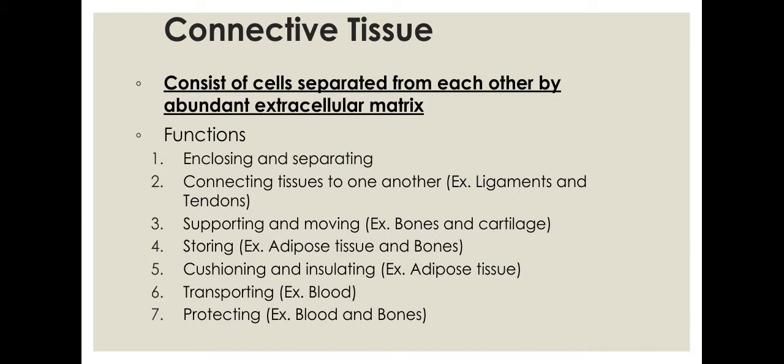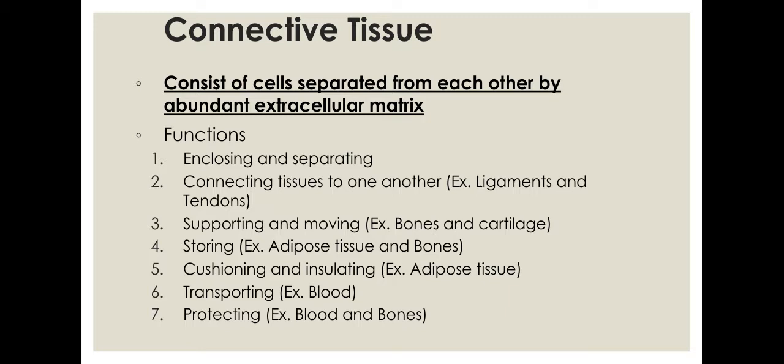Connective tissue is going to be cells that are separated from each other by a lot of extracellular matrix. We said epithelial tissue has a lot of tightly packed cells. Connective tissue is almost the exact opposite. There's a lot of space. It is still incredibly important because it has many functions. It's going to be involved in enclosing and separating structures. It's going to be connecting tissues to each other, so like ligaments and tendons. It is going to be support and help in movement.